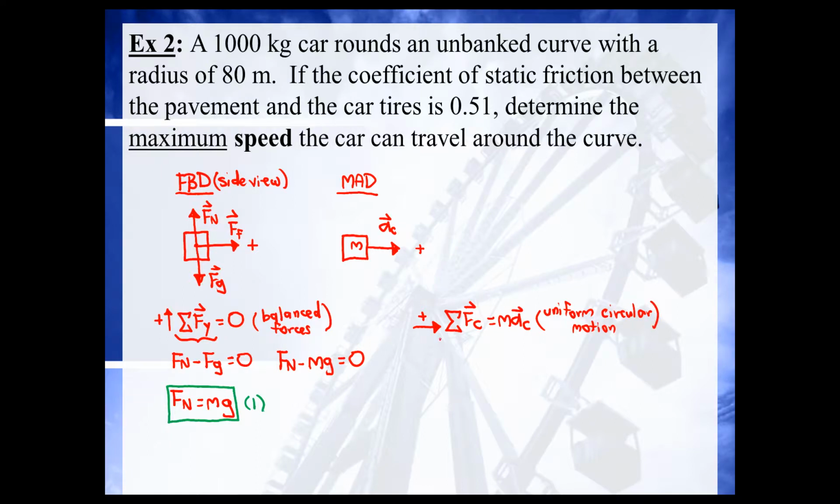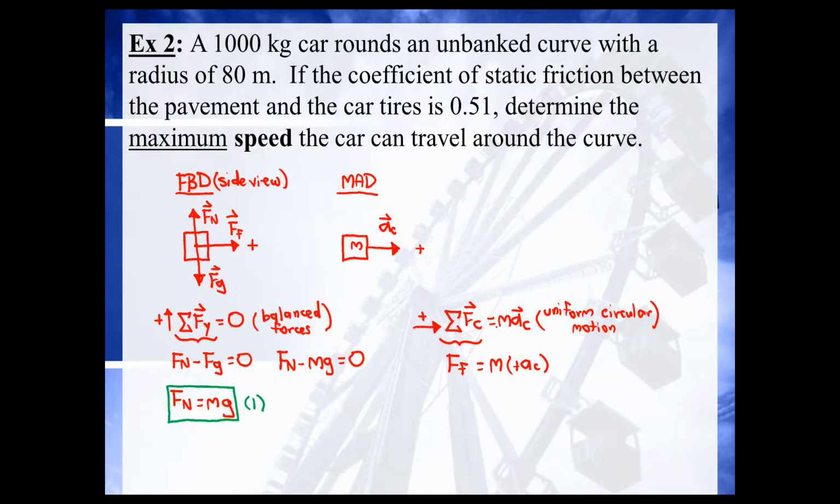Let's expand this. Okay, there's only one force that makes up the centripetal force. It's the force of friction. It's going to point towards the right, therefore it's positive. So you'd have F_f is equal to m times the acceleration, which is also positive, times a_c. Force of friction. Now it says, what's the maximum speed the car can travel around the circle?